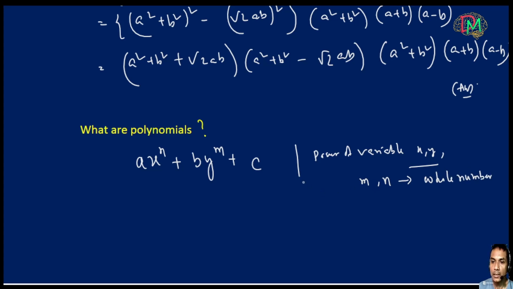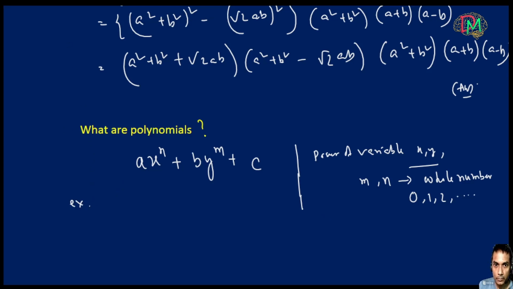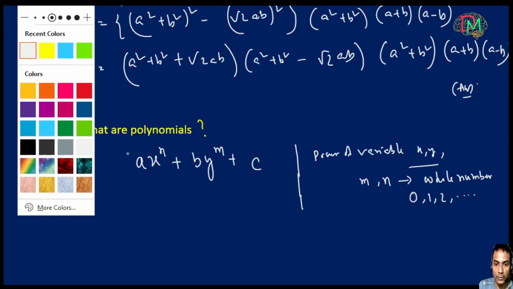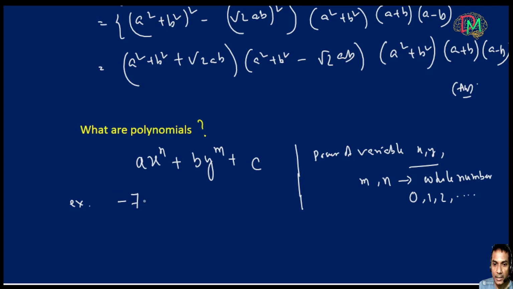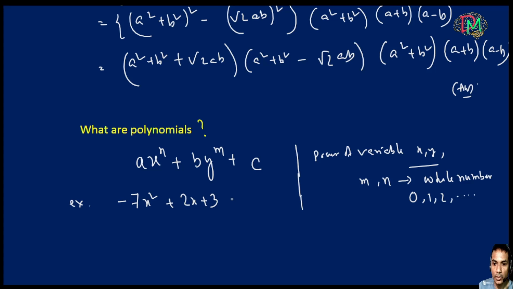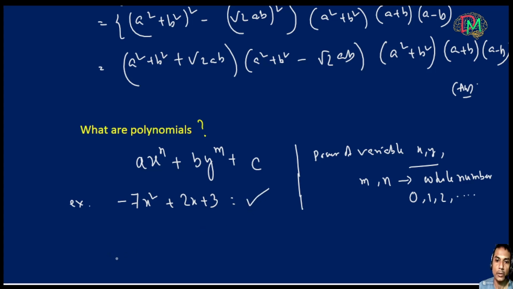Remember this, the power should be a whole number, meaning 0, 1, 2 like this. So it cannot be any fraction; no fraction or decimal is allowed. For example, if I told you minus 7x square plus 2x plus 3, is it a polynomial? Yes, it is a polynomial.